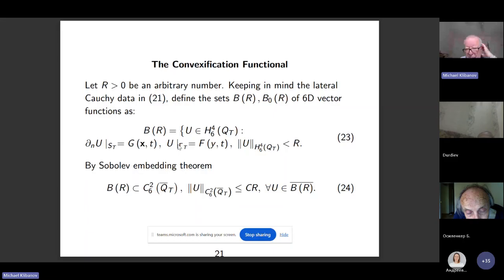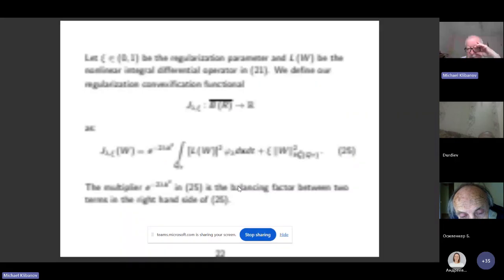But norms of all vector functions in this B of R are less than R. In other words, as I have promised, I solve on a set of arbitrary diameter, but it must be fixed. Now, if you consider Sobolev embedding, then B of R is actually in C2 of the closure, and you have this inequality.